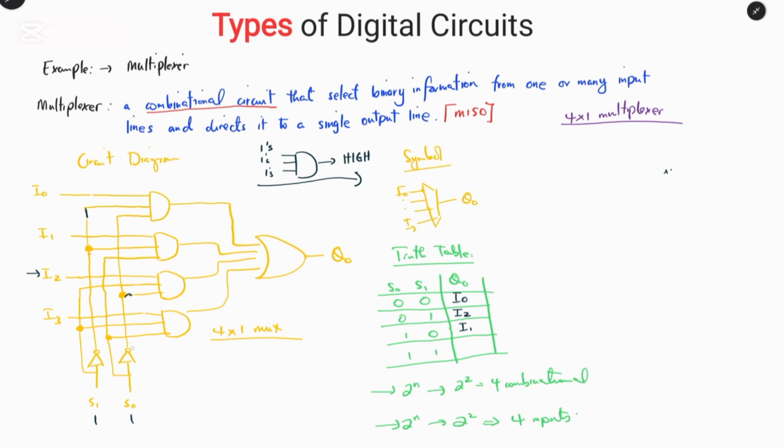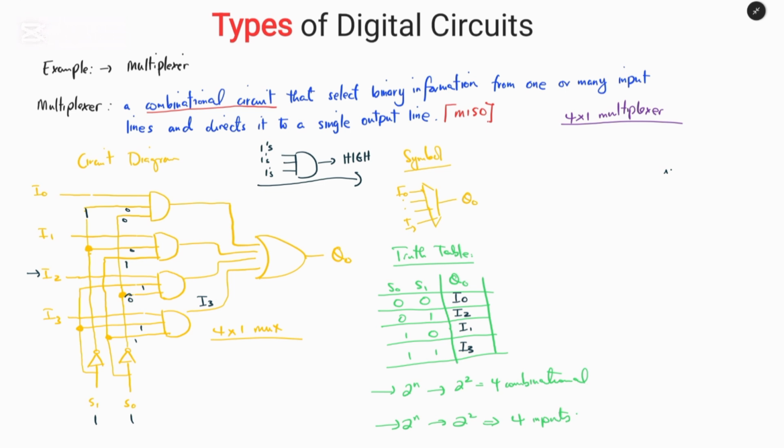So this portion will become 0, this will become 0, and this will become 1, this will become 1, and from S1 we can see that this portion will become 1, this will become 1, and this will become 0, this will become 0. So we can see that only the fourth AND gate has all binary 1 at its input, so the output will be I3, while for the rest we have some 0 as an input, so the output will be low.